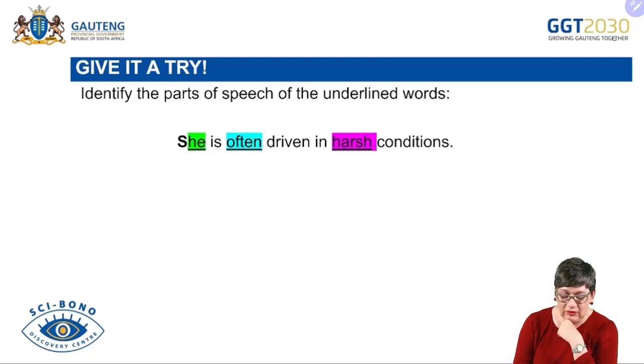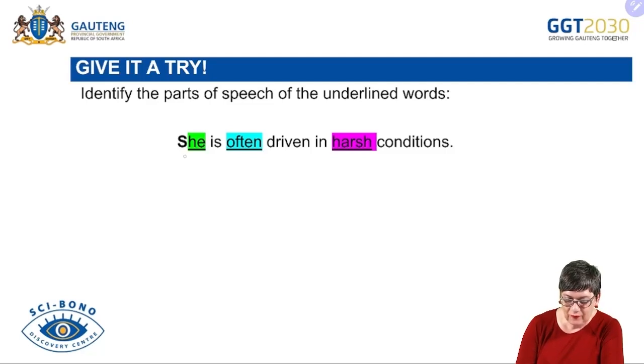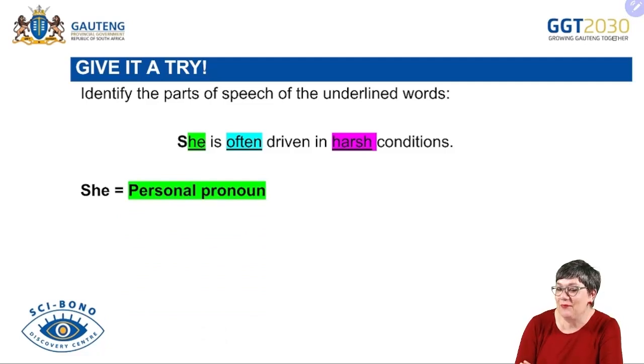This is what we give you. The question is: identify the parts of speech. We gave you: she, often, and harsh conditions. She is often driven in harsh conditions. I'm sure this is really easy to you. She is a personal pronoun because she is in the place of a name. That's easy. Now, before we go on, what I would always do is try to find my verb.